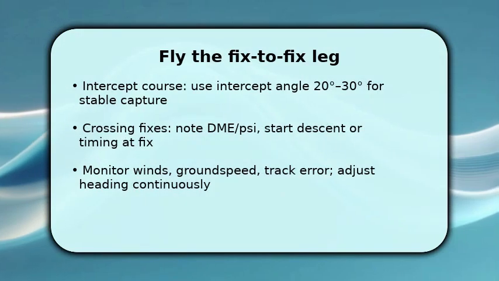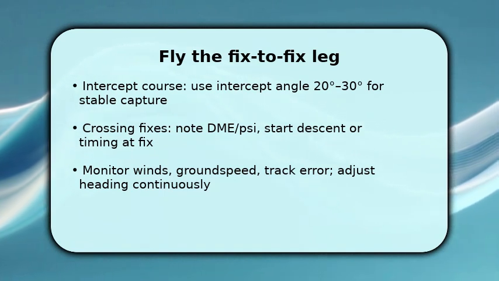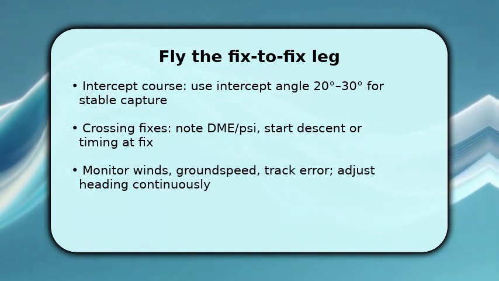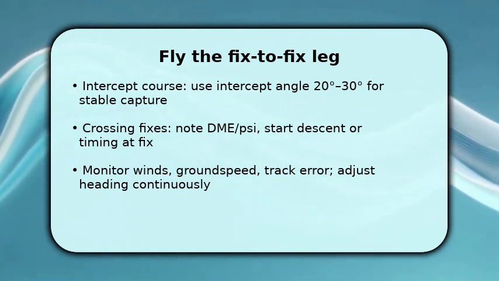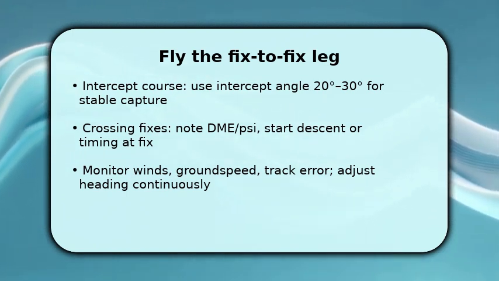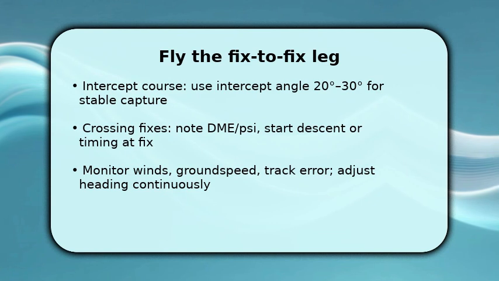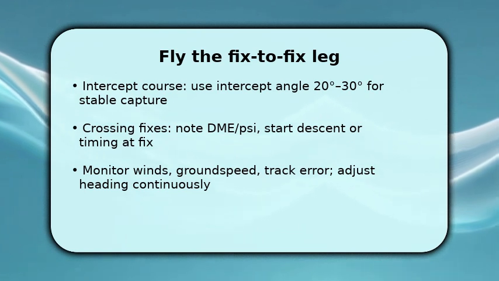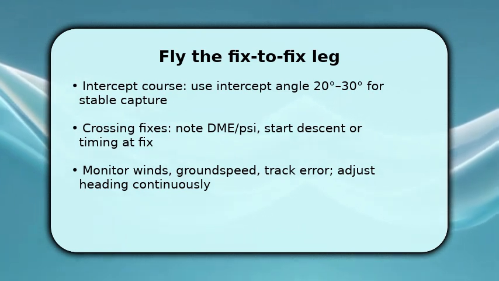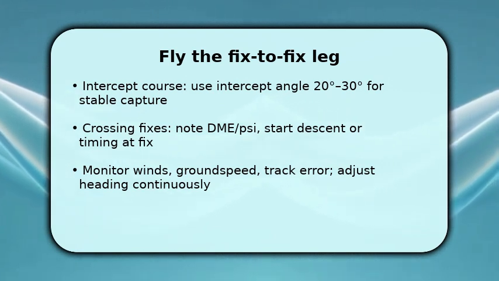You intercept and capture the published course using a reasonable intercept angle, typically 20 to 30 degrees, so the navigation source stabilizes without overshoot. Once established, cross the departure fix while recording DME or timing. If a descent or speed change is required at that fix, begin smoothly using published vertical profiles. Throughout the leg, monitor winds and ground speed, compare track to desired course, and make small heading adjustments to counter drift so you remain aligned and on schedule toward the next fix.